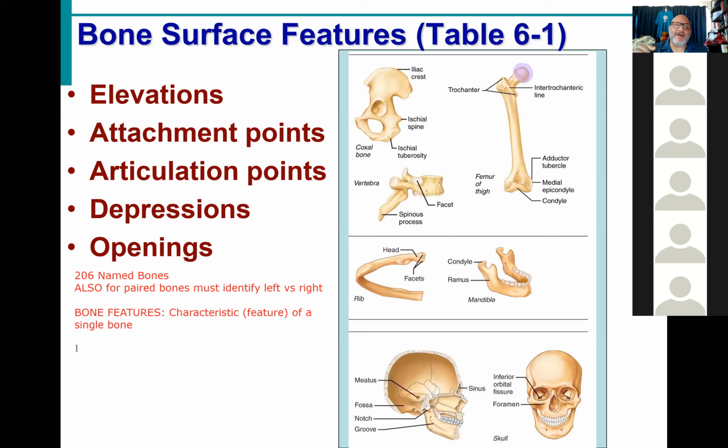I make a point of emphasizing what a bone feature is because the other thing you'll find in our skeleton are what we call skeletal features. A skeletal feature is a characteristic that is formed by two or more bones.